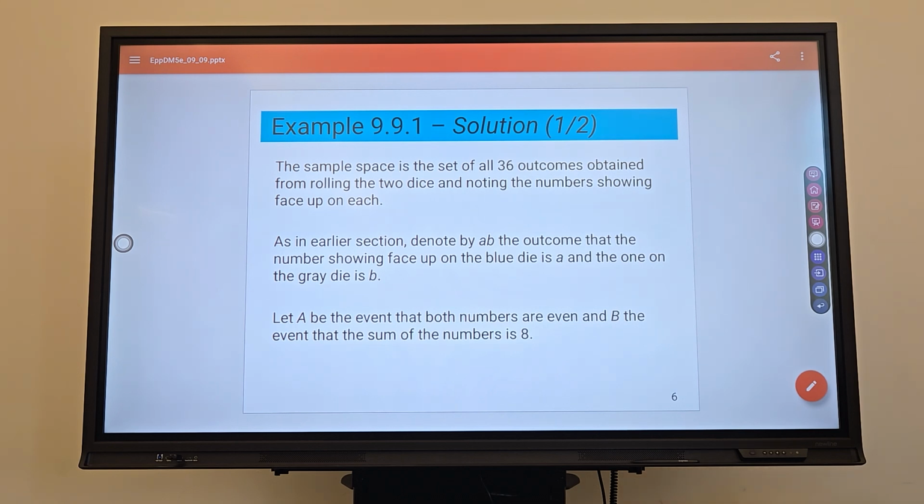As in an earlier section, denote by AB the outcome where the number showing face up on the blue die is A, and the one on the gray die is B. Let A be the event that both numbers are even, and B be the event that the sum of the numbers is 8.